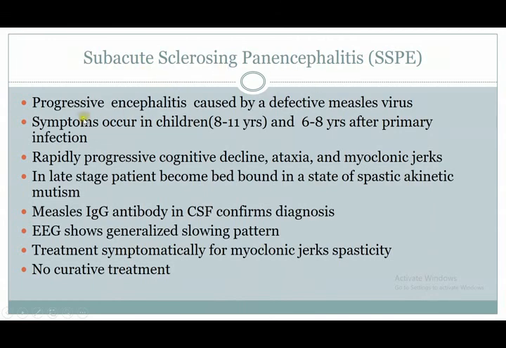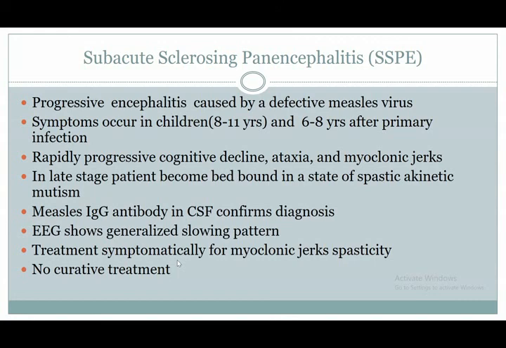Subacute sclerosing panencephalitis, SSPE, is a progressive encephalitis caused by a defective measles virus. People also found this infection commonly presenting, and we have many presentations in our department with this chronic CNS infection as well. Basically, symptoms occur in children, usually 6 to 8 years after primary infection. There is a rapidly progressive cognitive decline, ataxia, and myoclonic jerks. In the later stages, patients become bedbound in a state of spastic akinetic mutism.